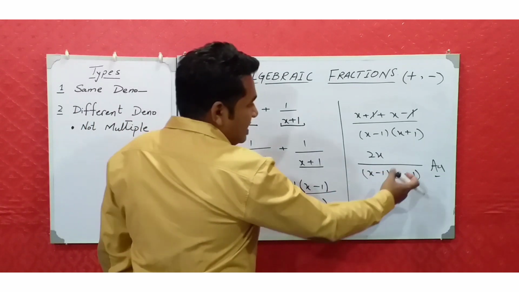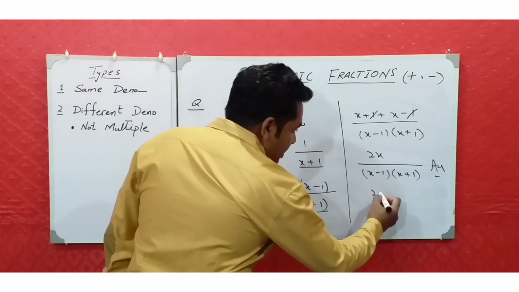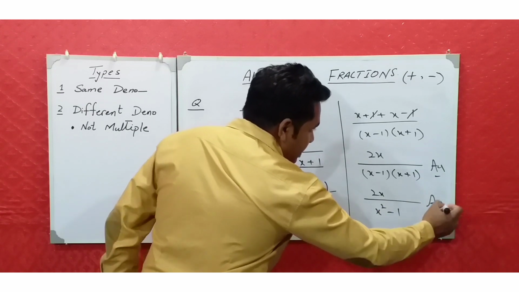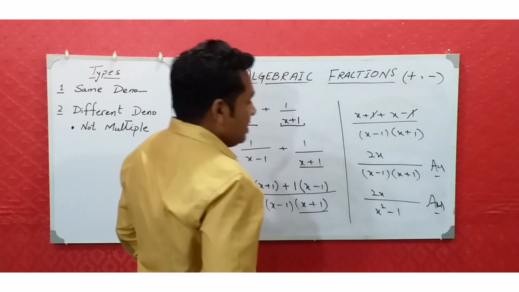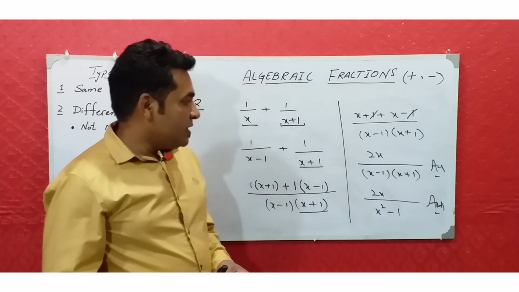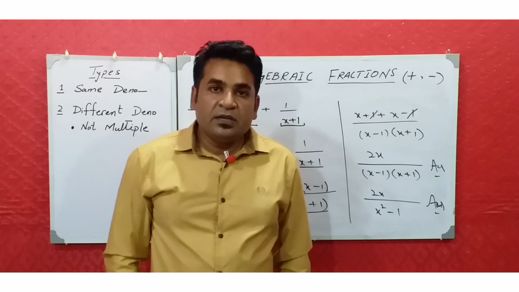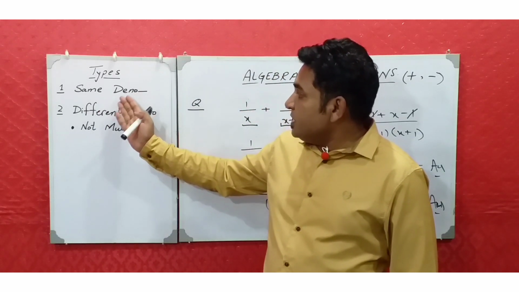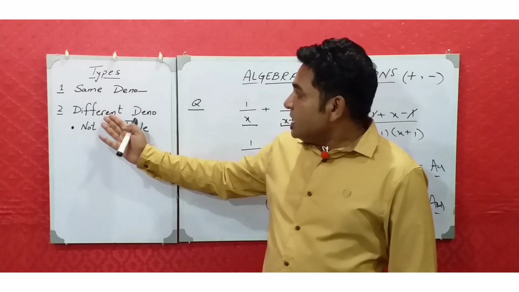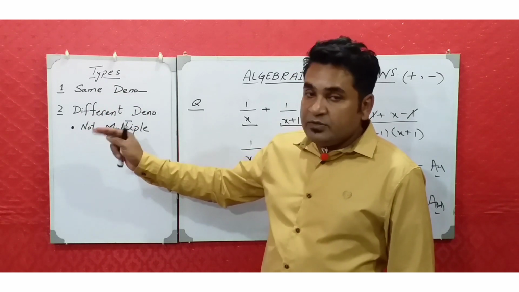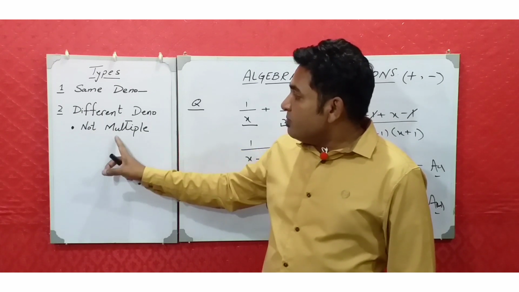And x minus 1 and x plus 1 can further be reduced into x squared minus 1 if you know the identities. But about identities, I will give a lesson, I will make one video for it. Guys, I hope that today we have covered this type, same denominator and different denominator, when the denominators are not multiples of each other.